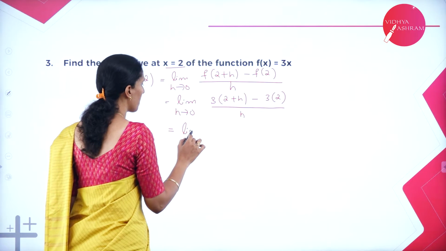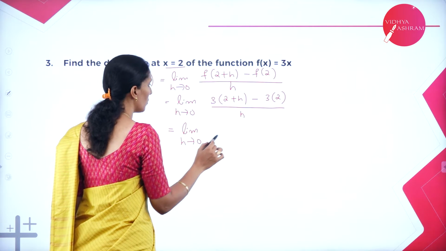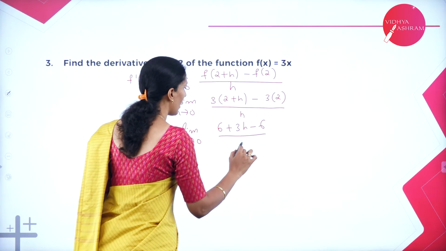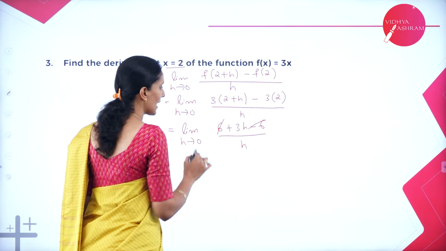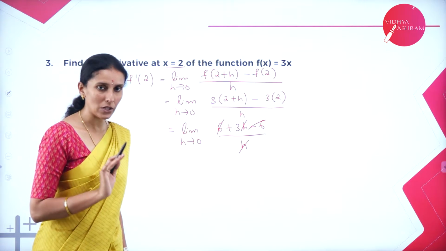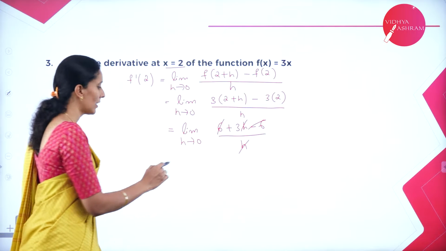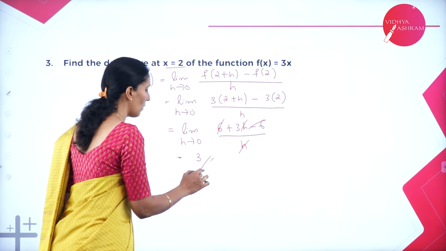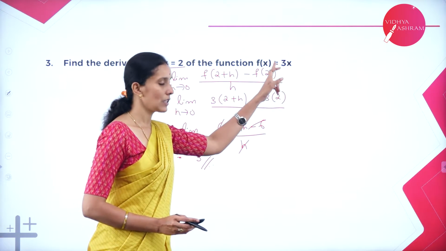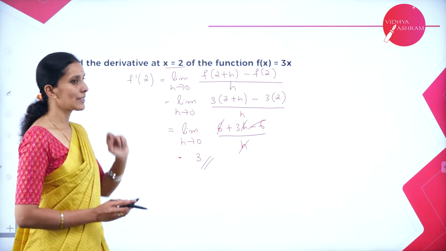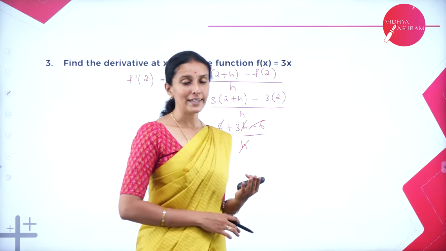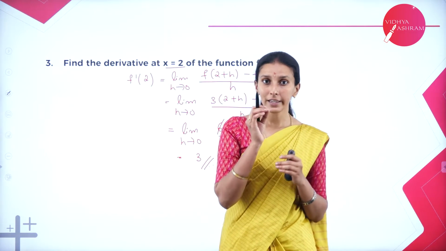So limit h tends to 0, 6 plus 3h minus 6 divided by h. 6 minus 6 cancels, h cancels. You are left with only the constant value 3, and when you apply the limit, the answer is the same, that is equal to 3. Therefore, the derivative of the function f of x is equal to 3x at the point x is equal to 2 is 3 only. So this is how we will find the derivative of a function at the given point.